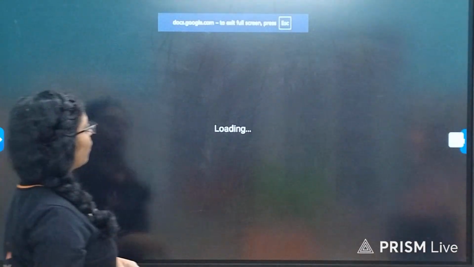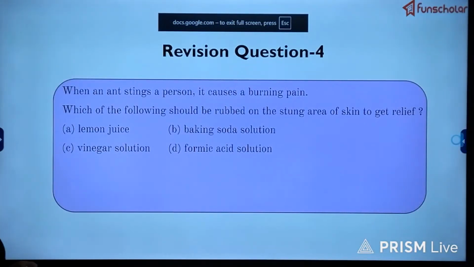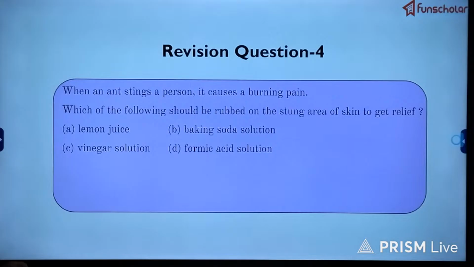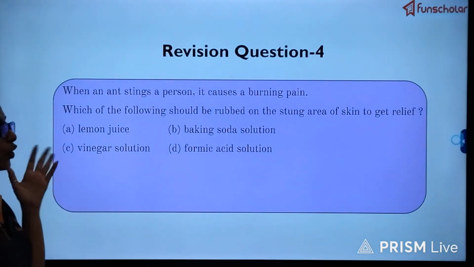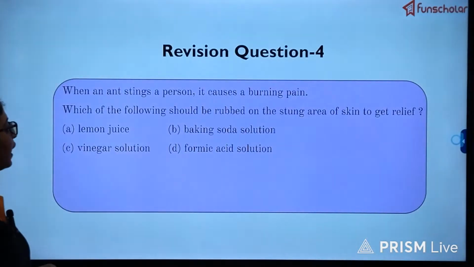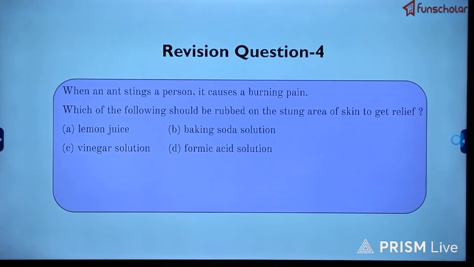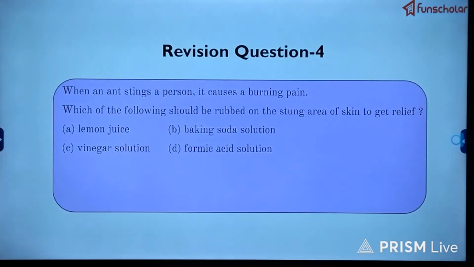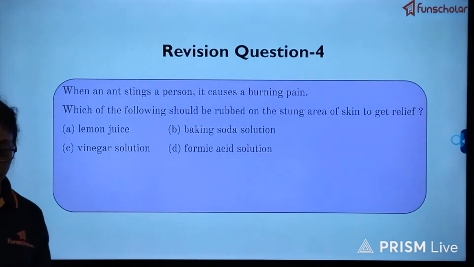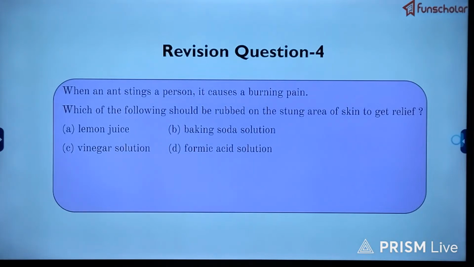Okay, so when an ant stings a person, it causes a burning pain. We have already discussed this particular topic in this lecture, right? Which of the following should be rubbed on the stung area of the skin to get relief? What do you think? Which particular chemical compound should be rubbed there?